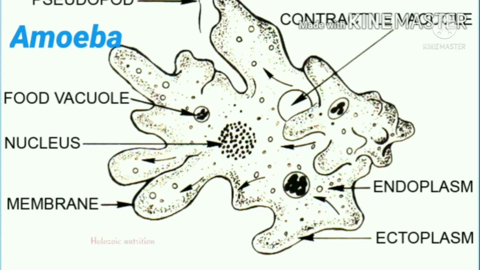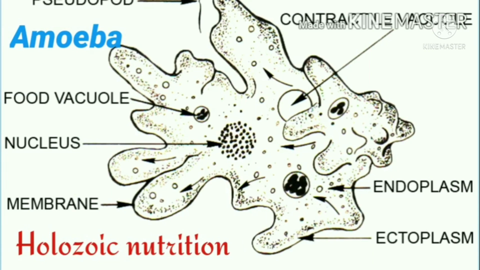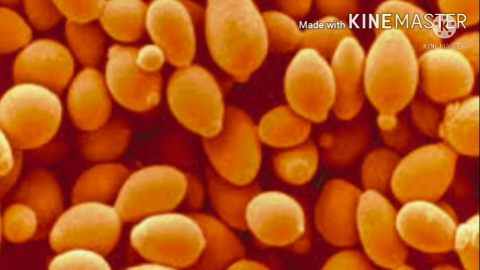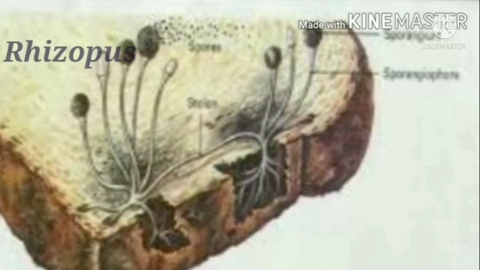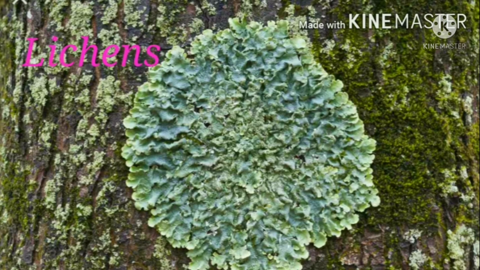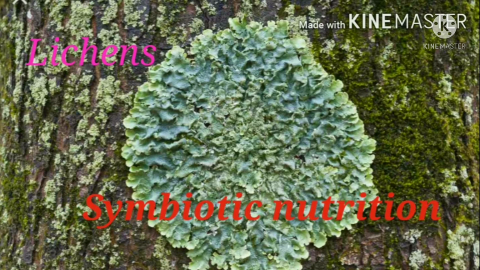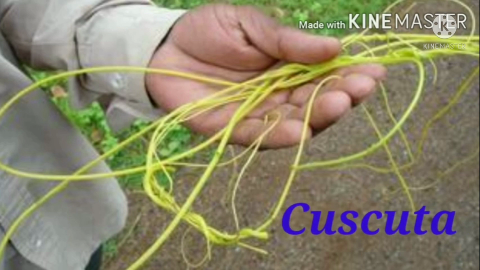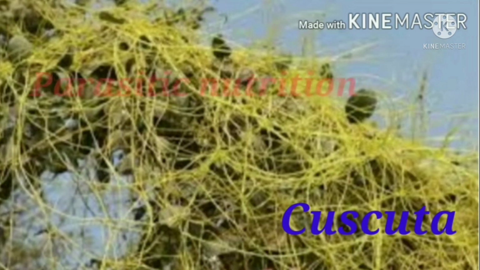Amoeba is an example for holozoic nutrition. Agaricus, yeast, rhizopus are examples for saprophytic nutrition. Lichens are examples for symbiotic nutrition. Cuscuta is an example for parasitic nutrition.